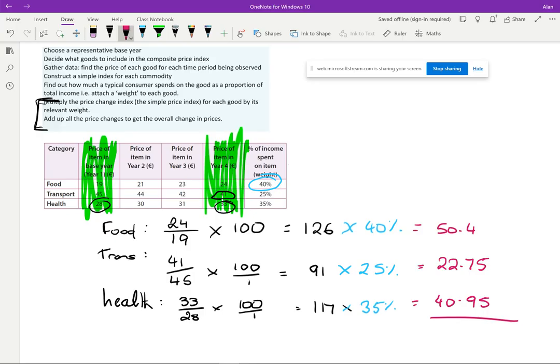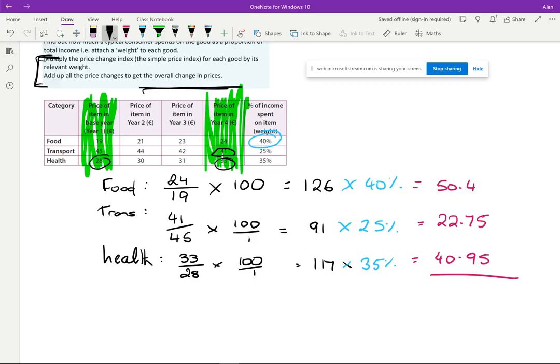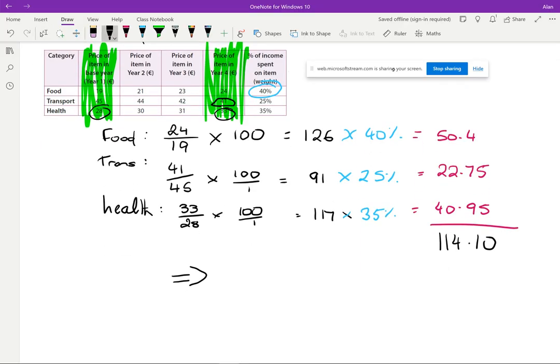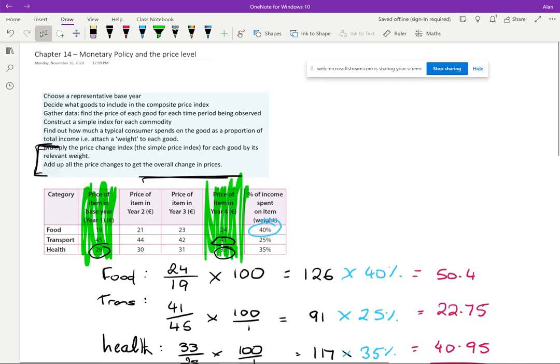40.95. We have to add all those together, and this will give us our overall change in prices, and it'll give us our inflation rate. So what do we have? 40.95 plus 22.75 plus 50.4. Is that right? Yeah. So that's 114. If I make a mistake here, by the way, just leave it in a comment. It's possible. I have been known to make mistakes in my life. Therefore, the rate of inflation between year 1 and year 4 is equal to, well, we started off at 100, and that's why it says it up here, by the way.